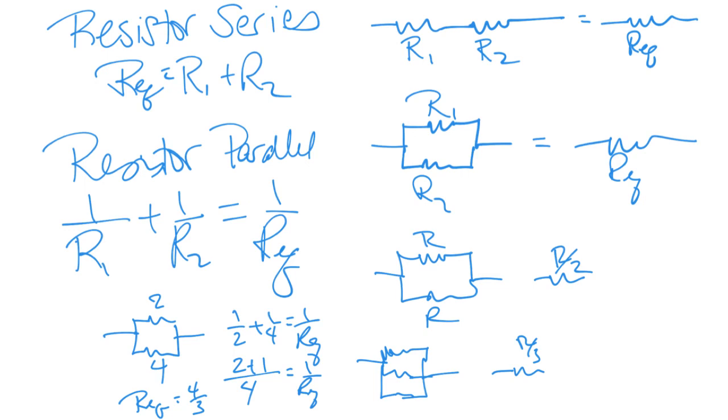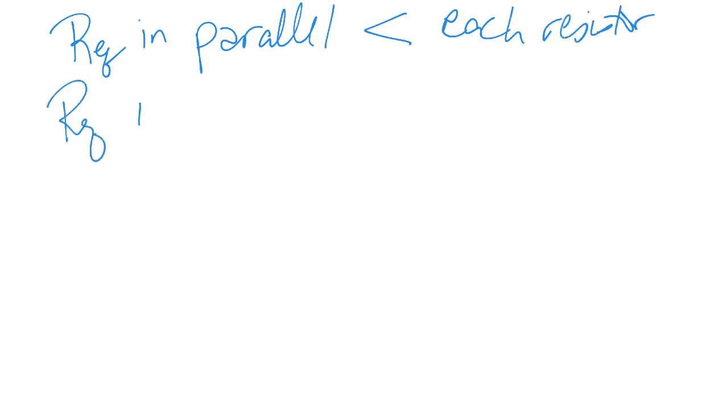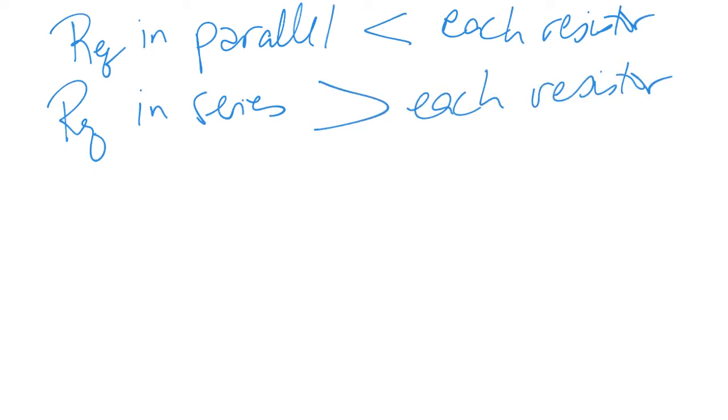So the equivalent resistance in parallel, maybe that's worth a whole other slide, is less than each resistor. The equivalent resistance in series is greater than each resistor, okay?